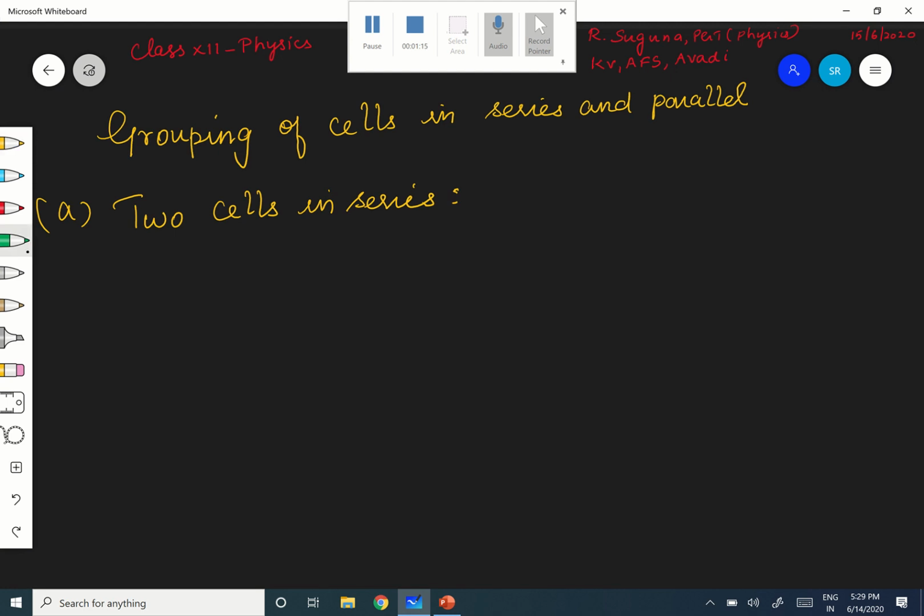Now, I have two cells, and these two cells are connected between the points A and B. The first cell has an EMF E1 and its internal resistance is R1. And the second cell, its EMF is E2 and the internal resistance of the cell is R2.